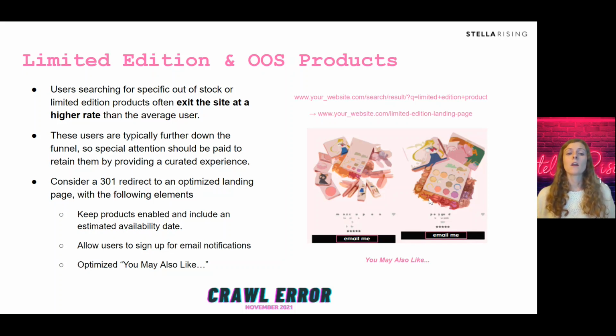So you will basically implement a 301 redirect to that optimized landing page, and you'll want to make sure that that landing page has an estimated availability date, an option for users to sign up for email notifications or your newsletter, and then an optimized you may also like panel. This might be the most important thing depending on whether or not that item is coming back in stock.